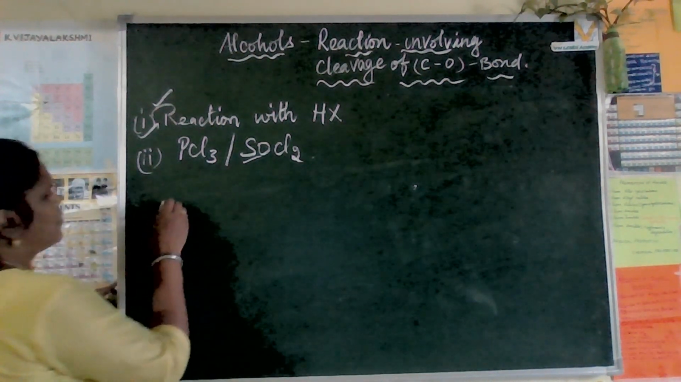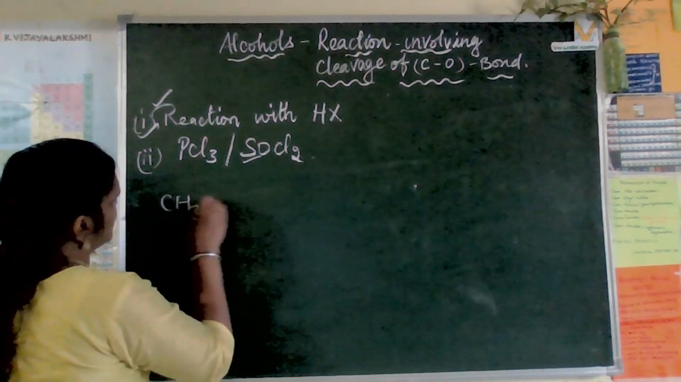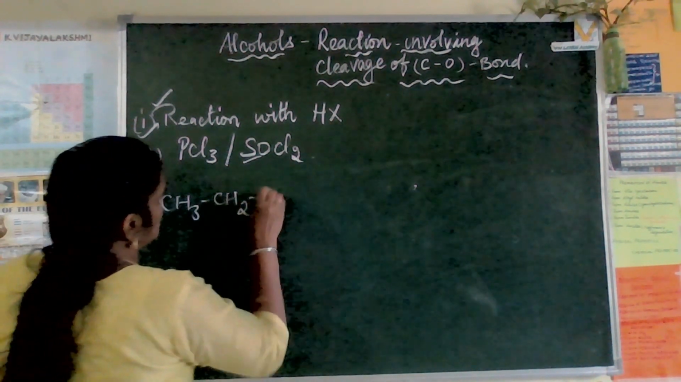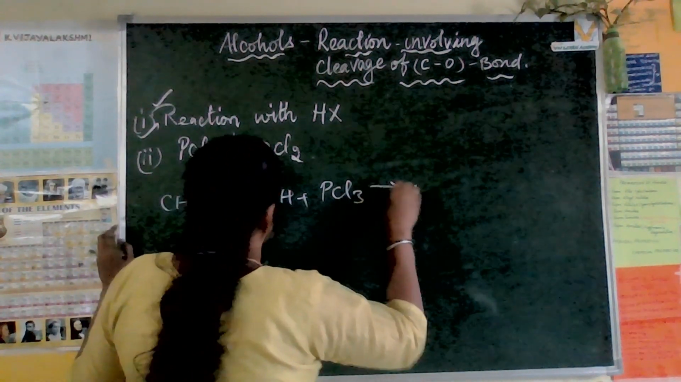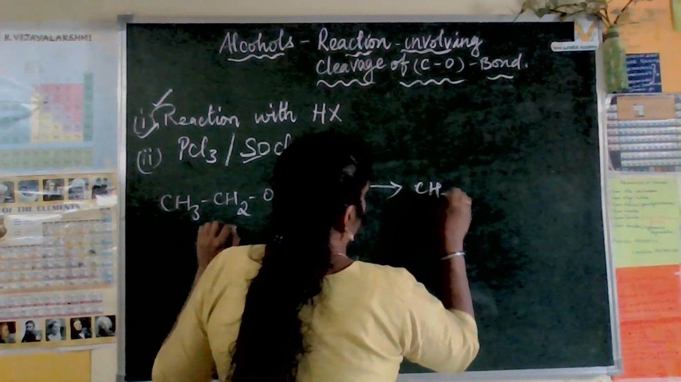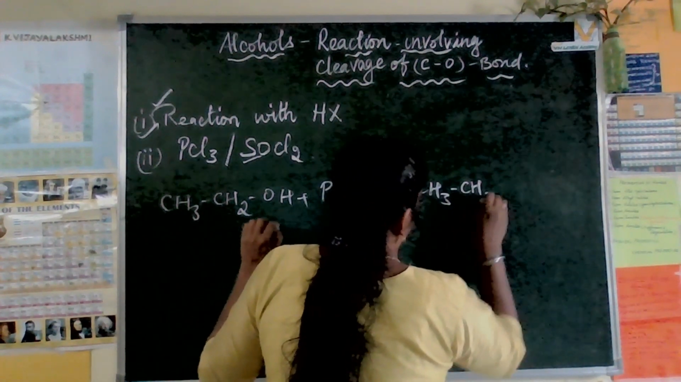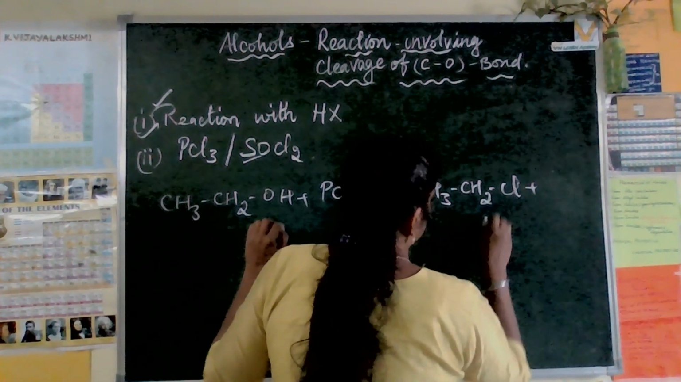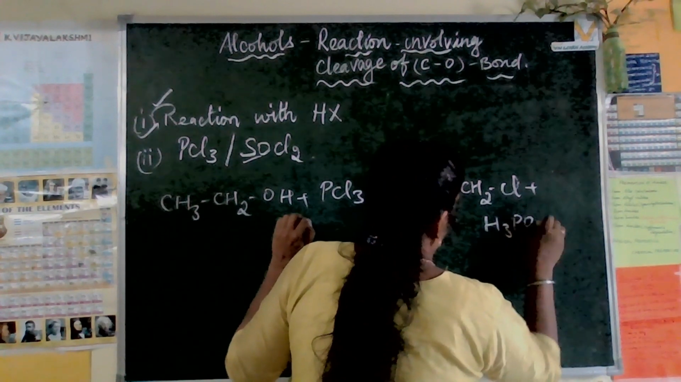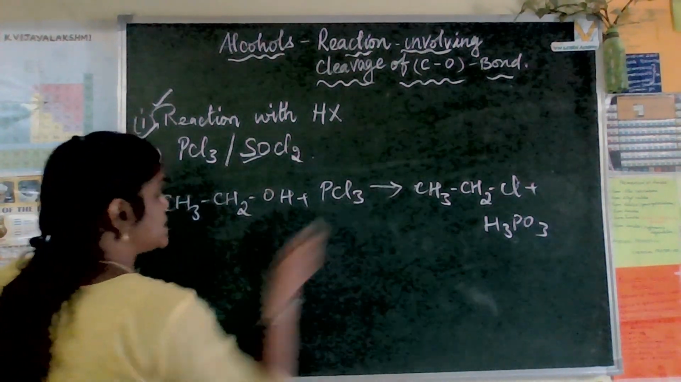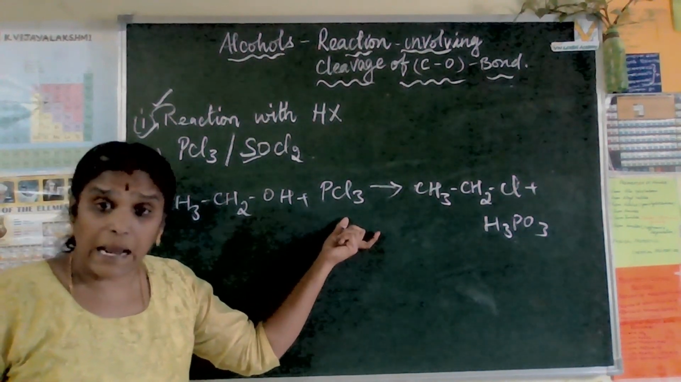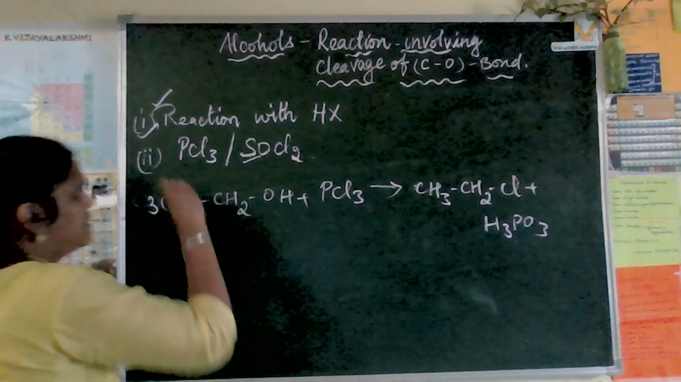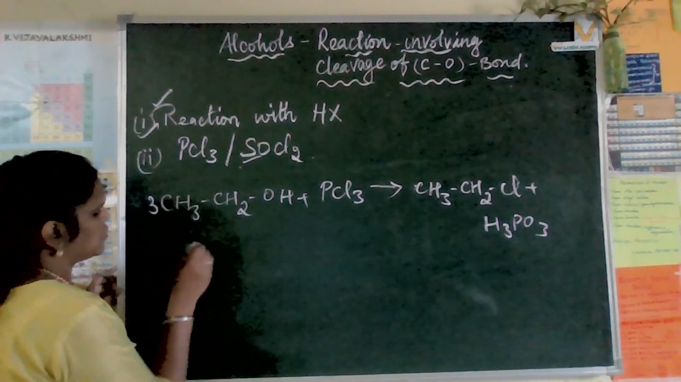Now let us go for CH3CH2OH combined with PCl3. You are getting CH3CH2Cl plus H3PO3, because this is phosphorus trichloride. This we have already gone through in our haloalkane session, right? Okay, the second one, SOCl2, the same.